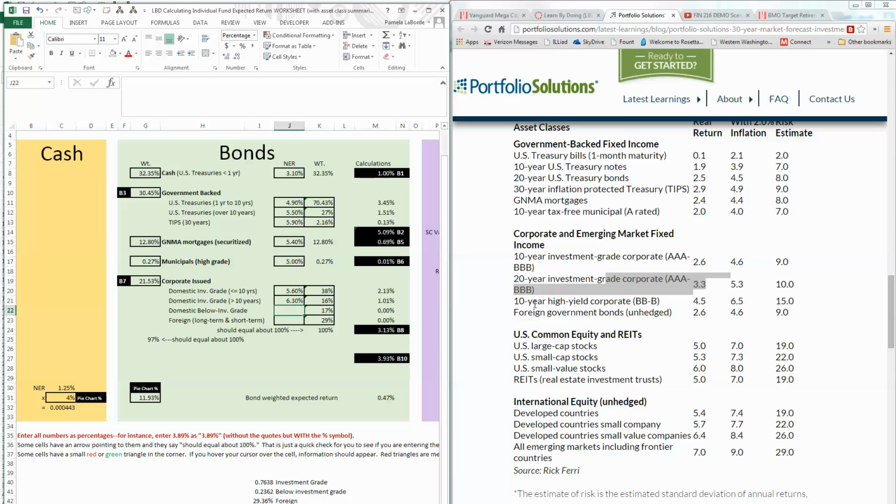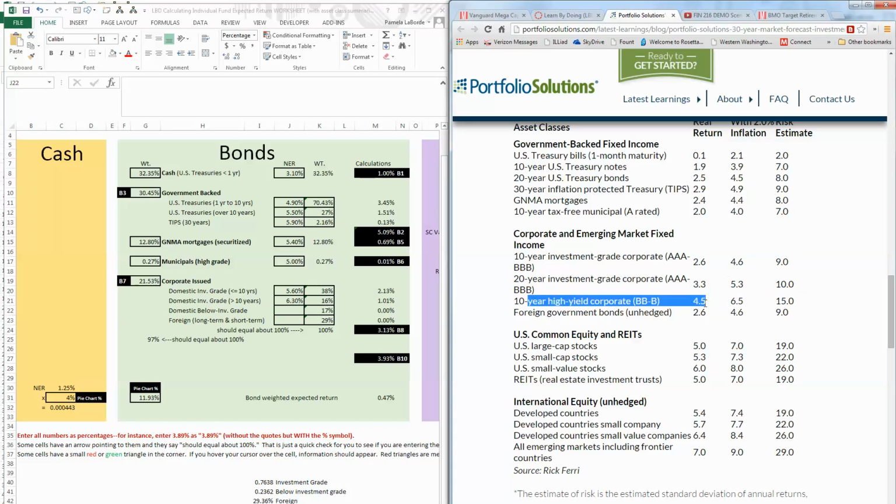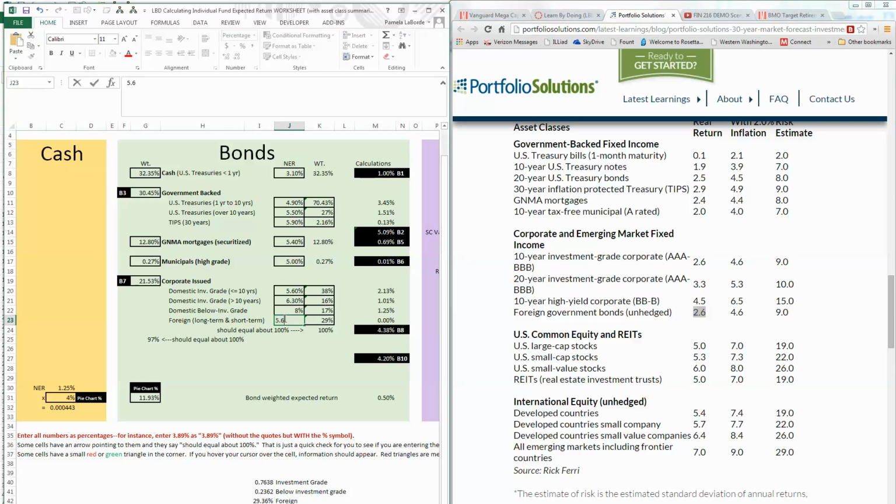Below investment grade, that's what they are calling high yield corporate. So 4.5 plus 3. And foreign bonds, they've just grouped together. 2.6 plus my 3 gives me 5.6. And that one didn't look like it was going to pop a percent sign in there, so I just made sure to add my percent sign. So it looks like everything is input.